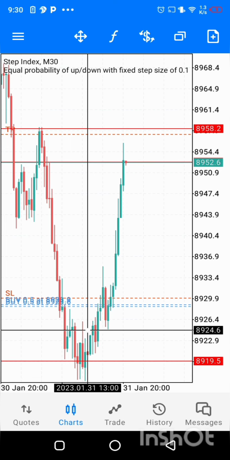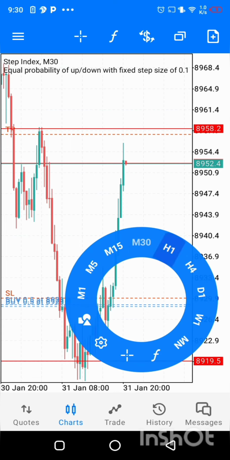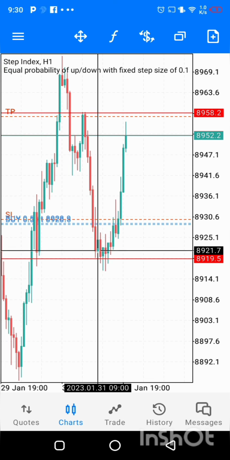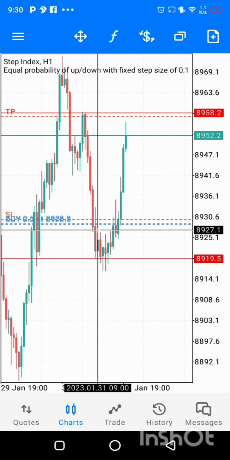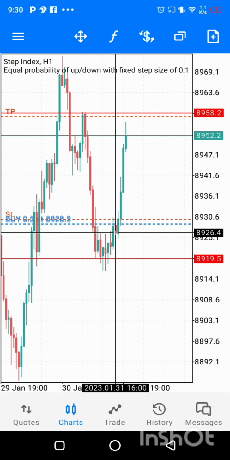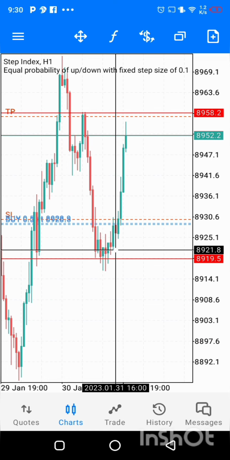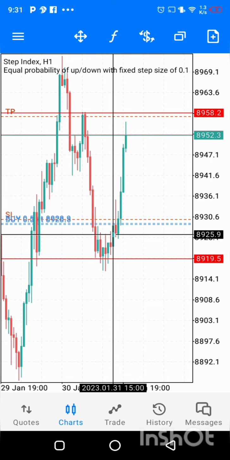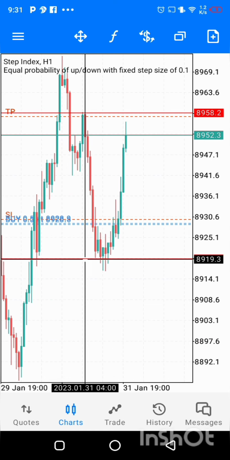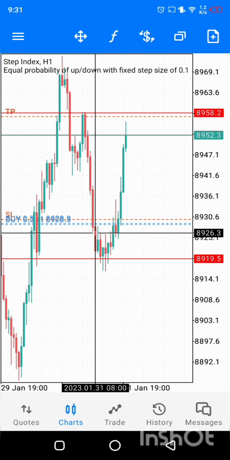Though on the 1 hour time frame we have checkmates. This is what we call checkmate candlesticks. You can see we have so many tiny candlesticks around this level with some shadows. This is the checkmate candlestick formation. You can see we have so many candlesticks at this point.